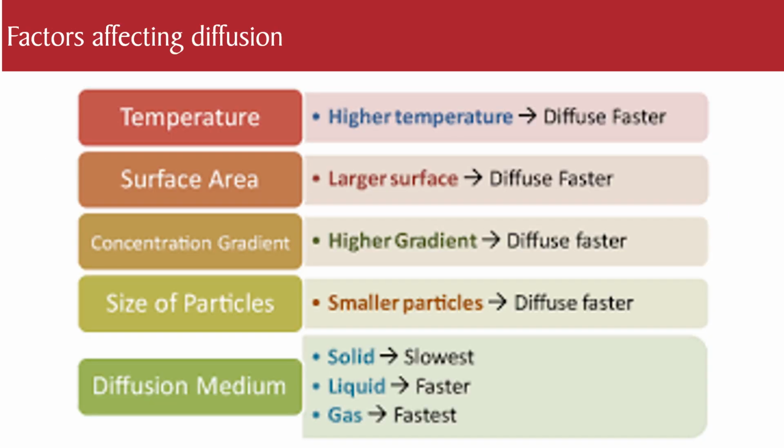Now, there are a number of factors that affect diffusion. If it's warmer, diffusion happens quicker because the particles are moving faster. If there's a large surface area, diffusion will happen quicker. If there is a bigger difference between the concentrations, so a higher gradient, diffusion will be faster. If a particle is smaller, it will diffuse faster. Also, diffusion can happen in all three different mediums: solid, liquid and gas. It happens slowest in a solid, then a liquid, and then a gas.